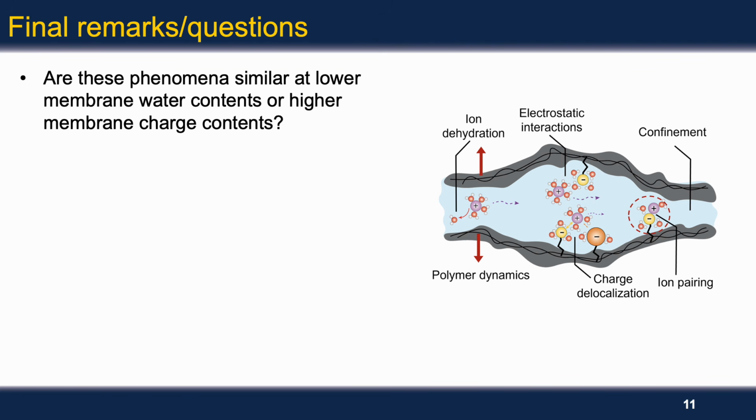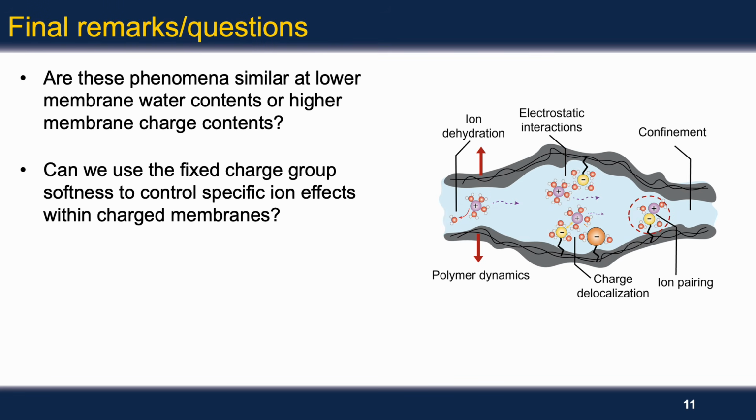One question is, are these phenomena similar in membranes that have either low water content or very, very high charge content? The membranes that we use for the study are pretty typical desalination membranes. I'd classify them as sort of high water content, medium charge content membranes. Of course, as you dehydrate these membranes or add more charges, some of these effects can be altered or exacerbated. So these are things that we're working on currently in the lab.